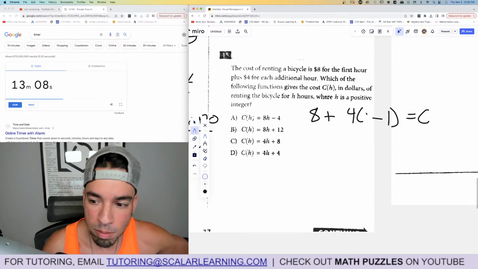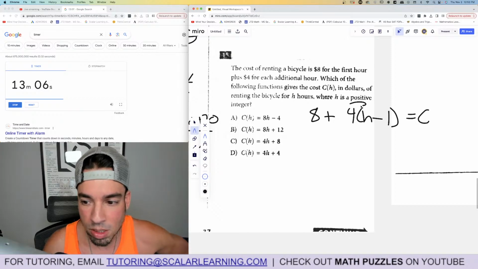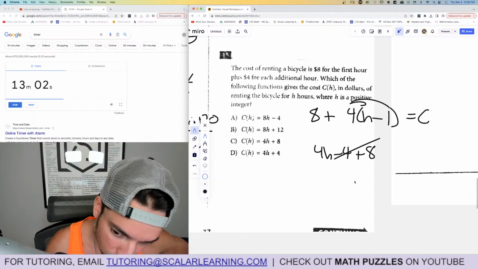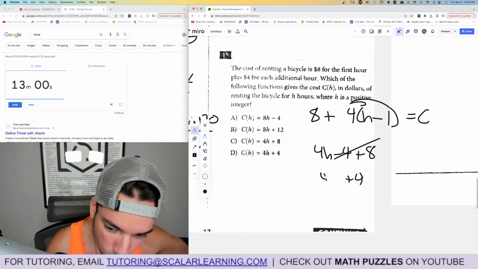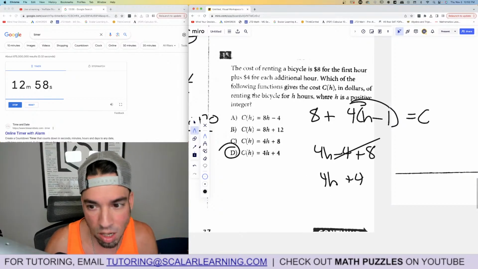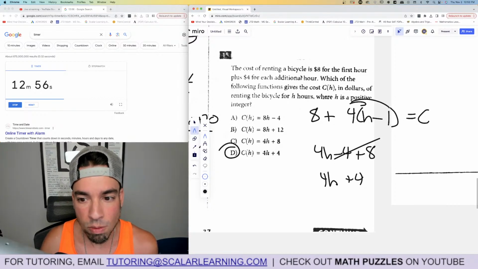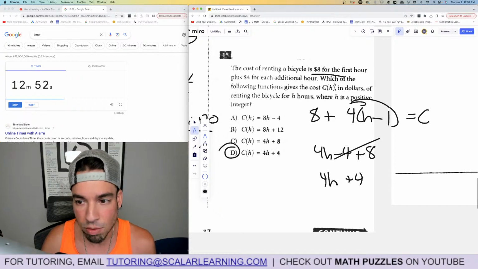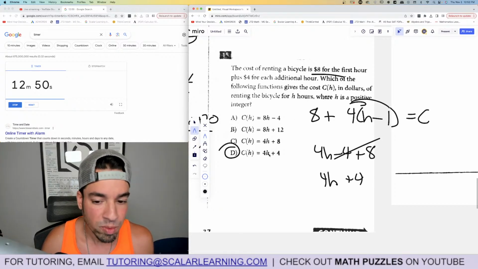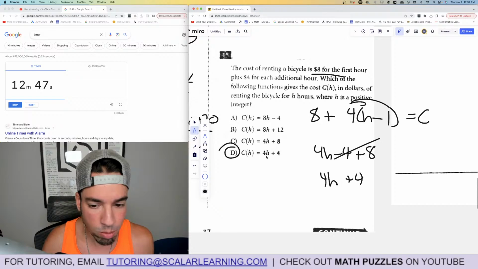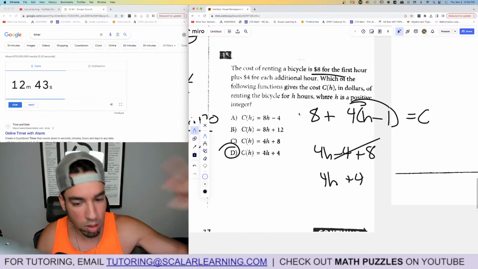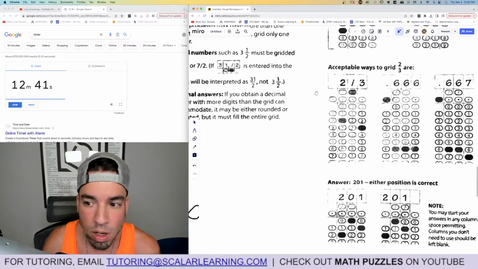Now, I'm looking at the answers, and they don't have what we have here. That's only because they simplified, so let's simplify. So we got 4H minus 4 plus 8. These combine to positive 4. So we got 4H plus 4, D is the winner. Done. Now we're going to test, right? If you plug in 1 hour, you get 8, which is what it said for the first hour. You plug in 2, you get 2 times 4 is 8 plus 4 is 12, and that makes sense because you get 8 for the first hour, 4 for each additional hour. So you can see D is the winner by that way.